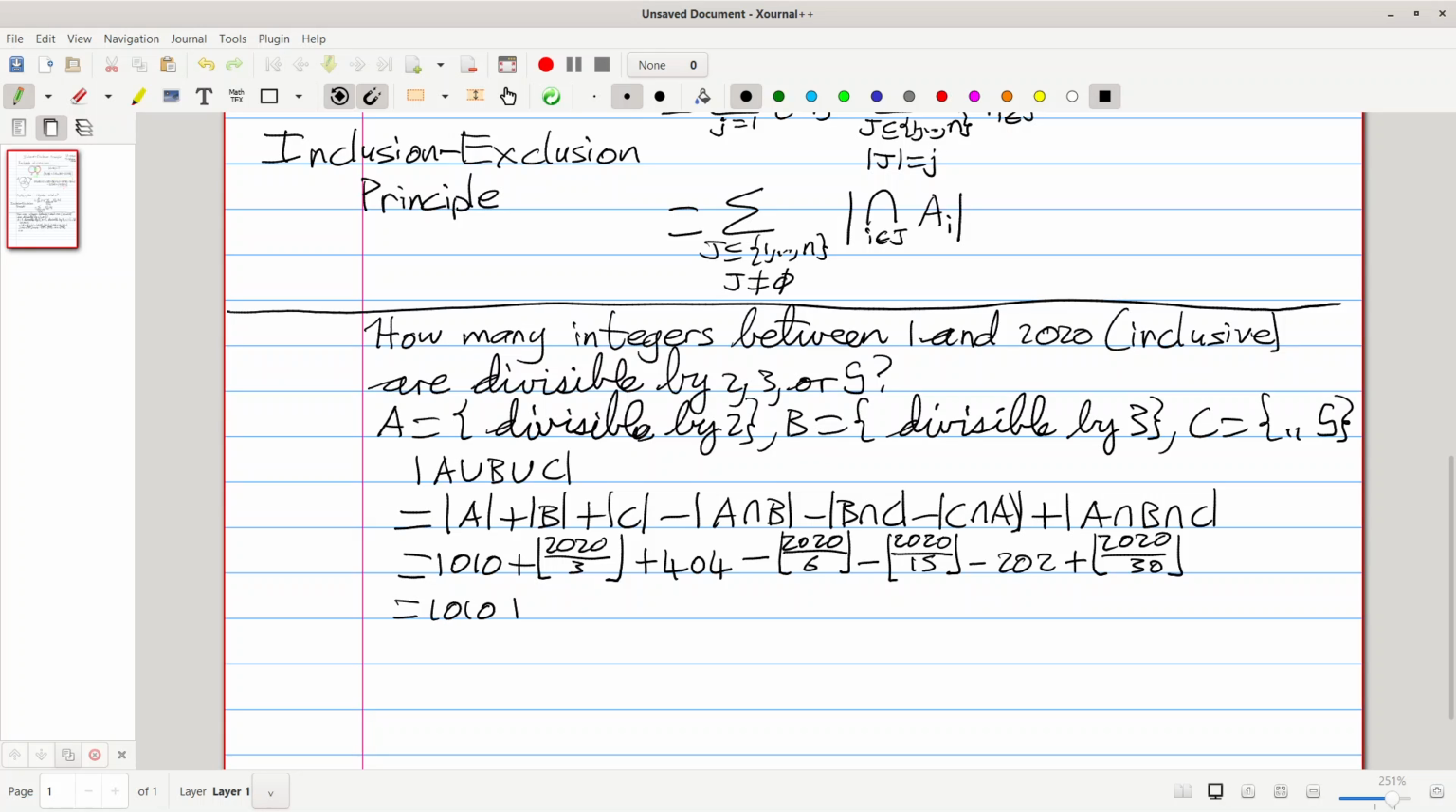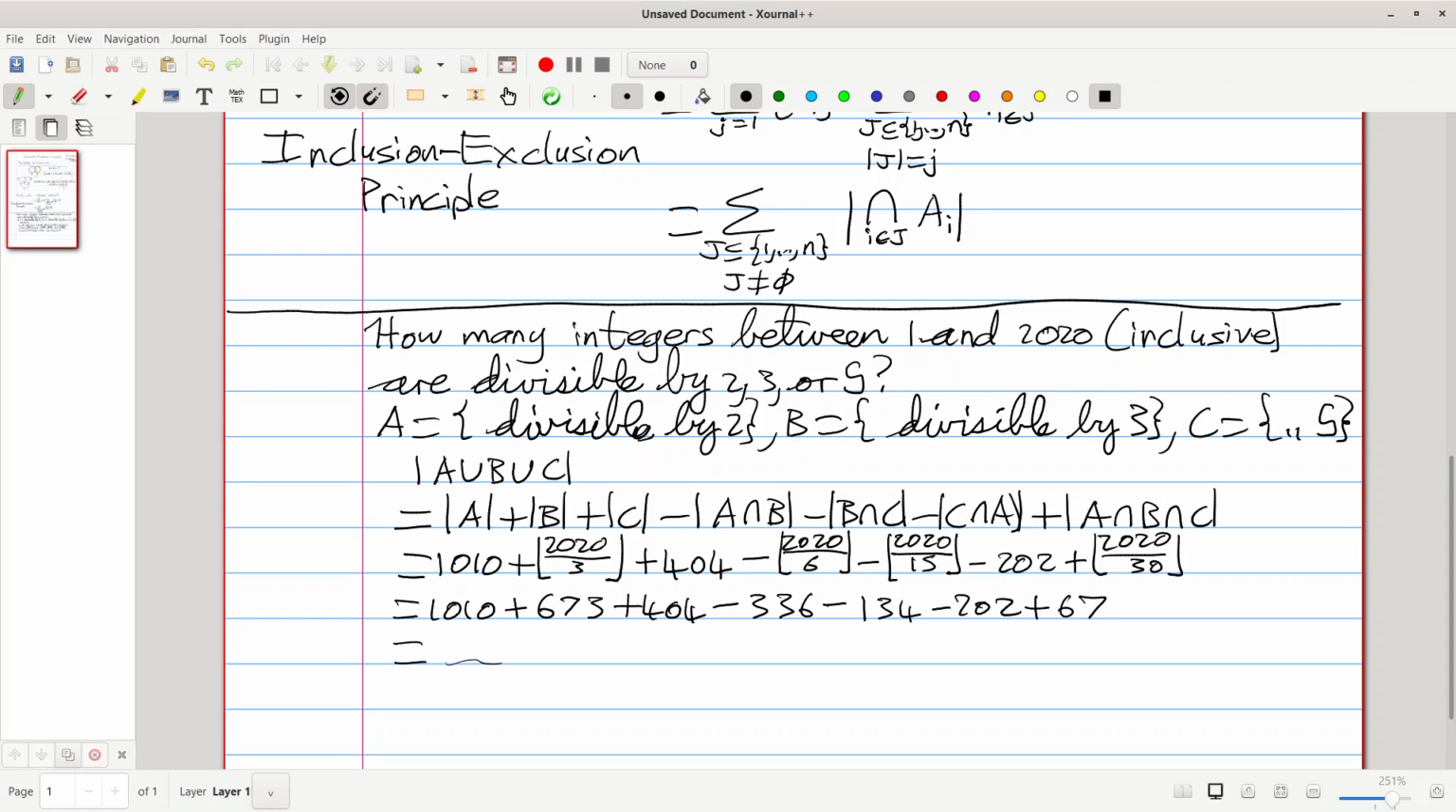Say 1010 plus 2020 over 3, that would be 673, I believe, unless I've made a mistake, plus 404 minus 2020 over 6 would be 336. 2020 over 15 will be 134, I think, minus 202, then plus 2020 over 30, that will be 67. And then you get your final answer.